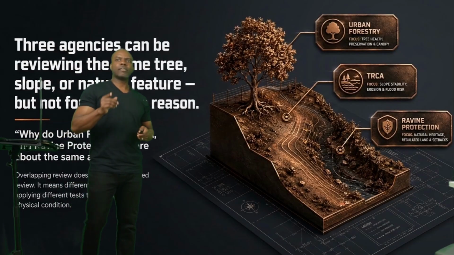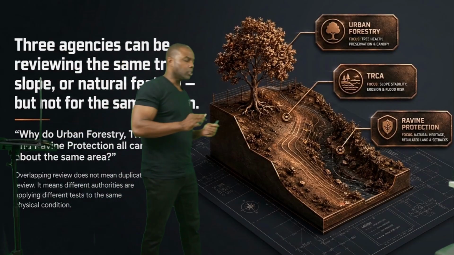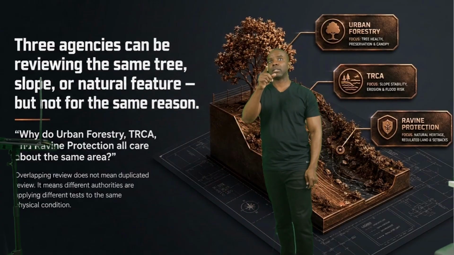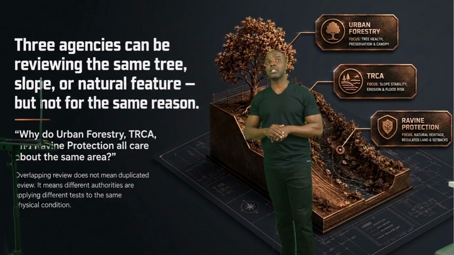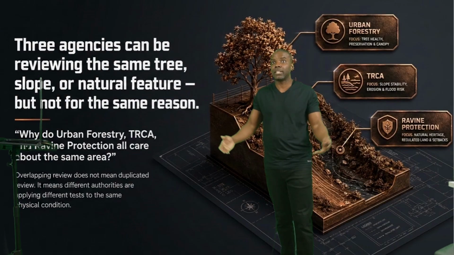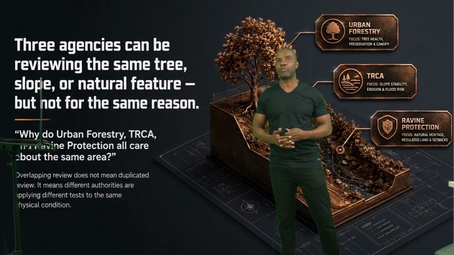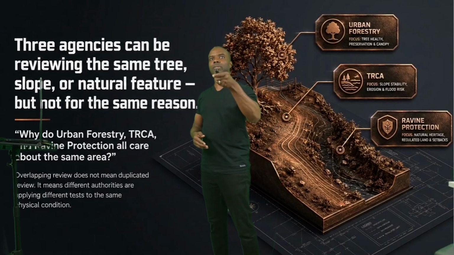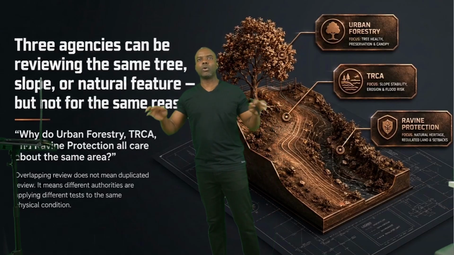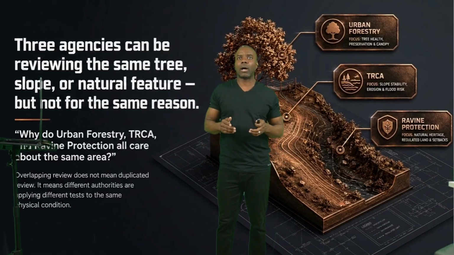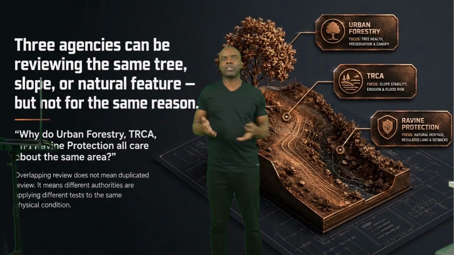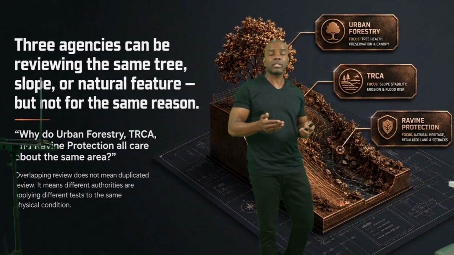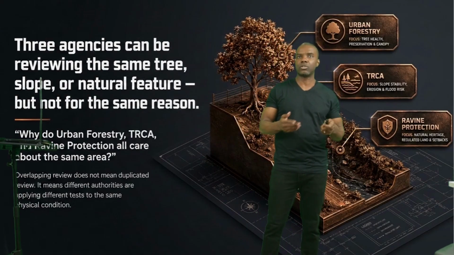Here is the actual truth here. We actually worked on a property where we had three agencies look at the exact same site, which seemed to me to be for the exact same reason. So they were looking at the trees, the slopes, and natural features, but they were all looking at it for different reasons. And why are all these divisions doing the same thing? Maybe this is all a taxpayer grab. I don't know. It's tax money. This is tax money that's paying for these agencies to do their jobs.